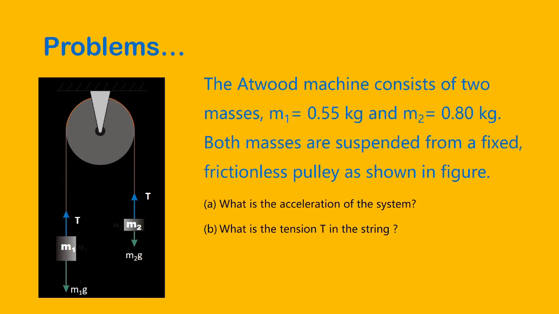An Atwood machine consists of two masses, M1 is 0.55 kg and M2 is 0.8 kg. Both masses are suspended from a fixed frictionless pulley as shown in the figure. What is, A, the acceleration of the system? And B, what is the tension in the string?